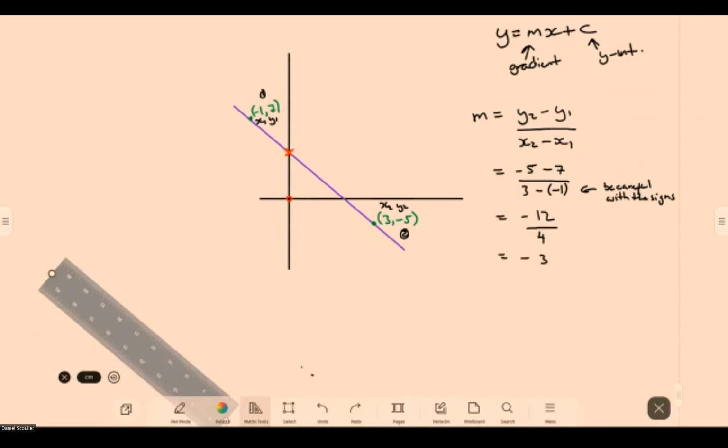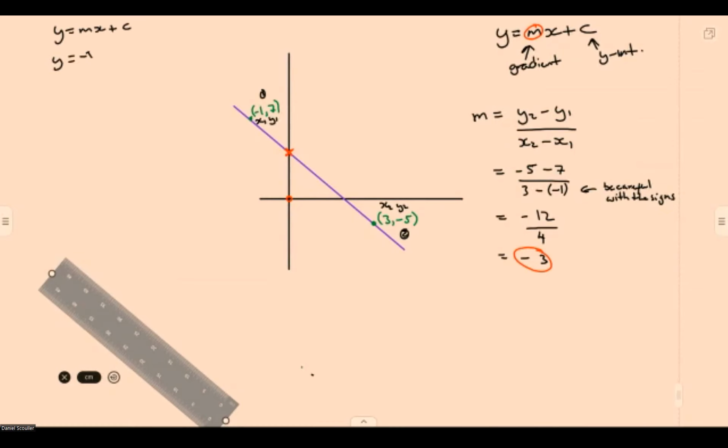Okay, so that's the gradient. We can take that gradient and put it in the position of m. So we're substituting in place of the letter m in our y equals mx plus c that answer, -3. I'm going to go on the left-hand side of the screen and do this so it's all on the same page. We've got y equals mx plus c, and we've worked out m to be -3, so y equals -3x plus c.